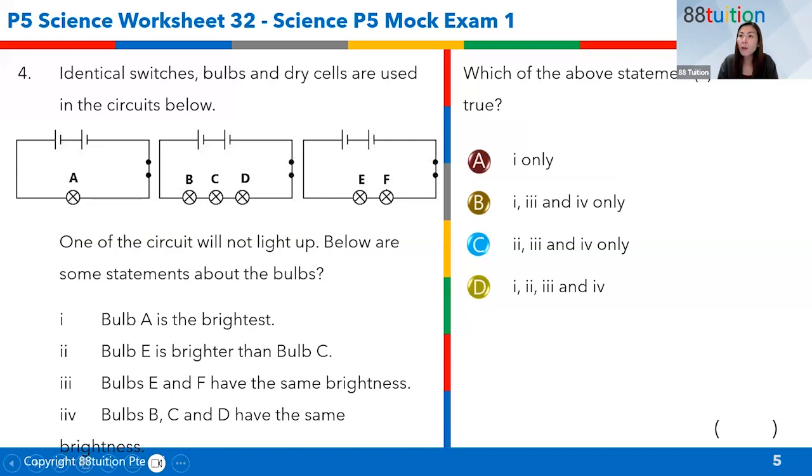Question 4. Wow, so many errors. Oh, electricity, you are not so strong. Is that right? Not good. I see. Okay, let me see what I can do.